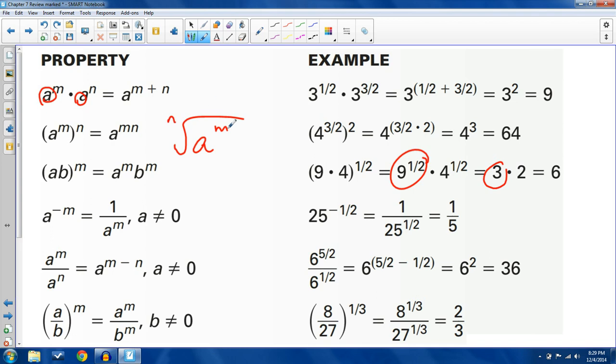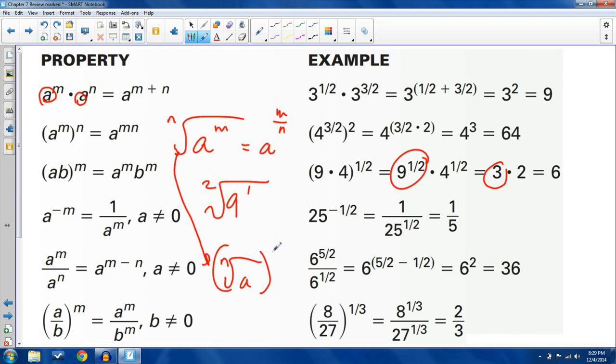The nth root of a to the m is a to the m over n. So with fraction exponents, 9 to the 1/2 is the same as the square root of 9 to the first power, which is 3. Now you don't have to do 9 to the first power first. You can do that second. You can also write this as the nth root of a, all raised to the m power. Doesn't matter which order you do it, you'll still end up with the same result. So I could have done the square root of 9 first, then raise it to the first power, and I still would have gotten 3. Same with 4 to the 1/2 power, that's the square root of 4, which is 2.